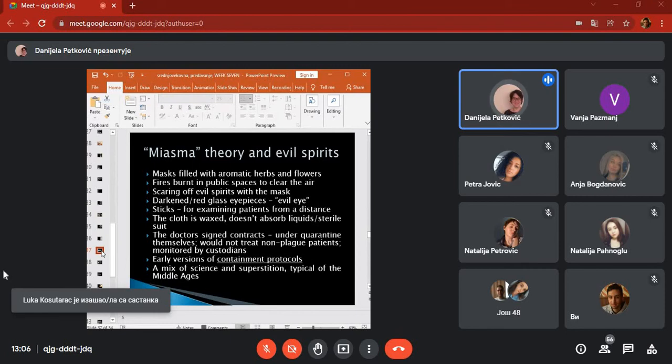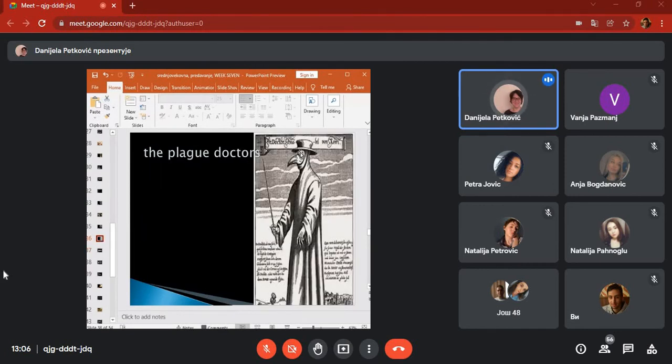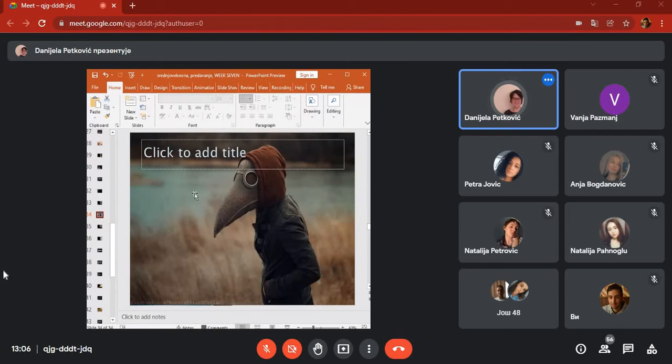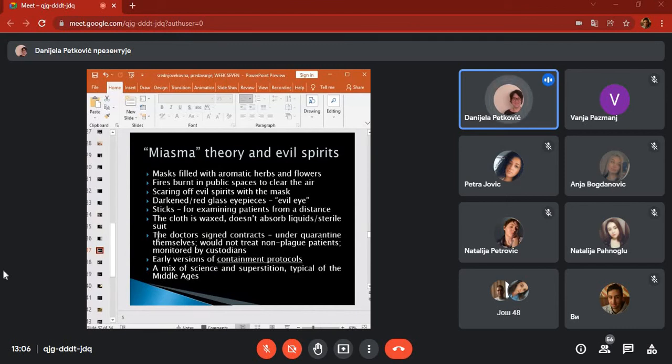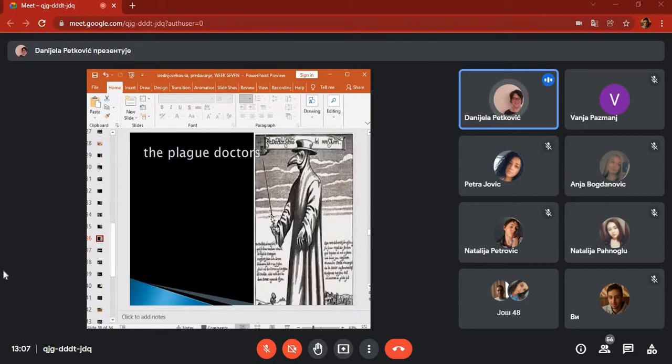And there were also fires that were burnt in public spaces to clear the air. The mask also had another function, and that was, of course, to ward off the evil spirits, which was another theory of the causes of the plague. And you also had these red glasses where eyes should be in the mask, because that was also meant to ward off the evil eye or these evil spirits. And they also carried sticks. I don't know if it is seen here. Yes, they carried sticks in order to examine the patients from afar.